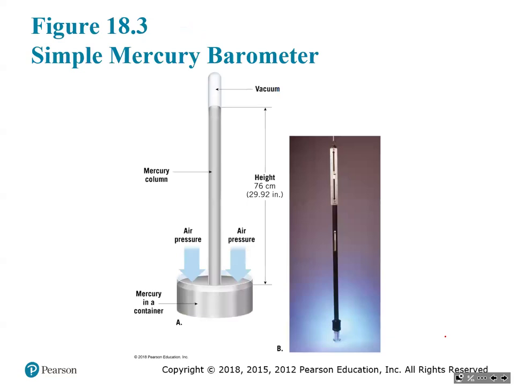So this is a simple mercury barometer. It's a tube with mercury in it in a container, and you measure the height. It's 76 centimeters or 29.92 inches, which is standard atmospheric pressure. Here's what one actually looks like. It has to hang vertically, and there has to be access to air pressure to the mercury surface. So it's just kind of an awkward thing. You can't seal it like you can a thermometer.